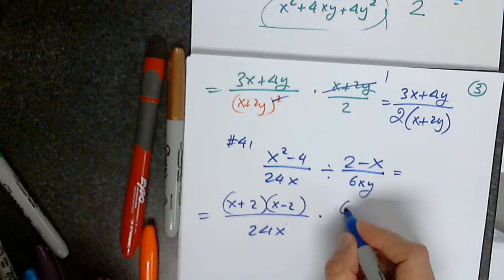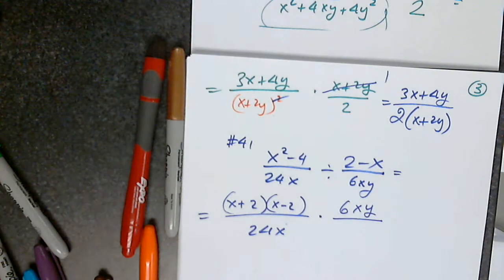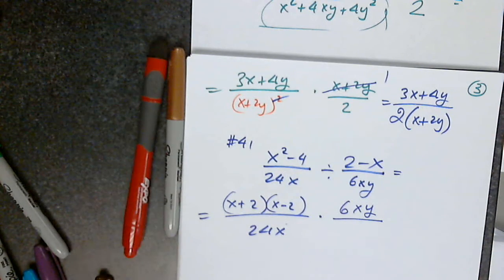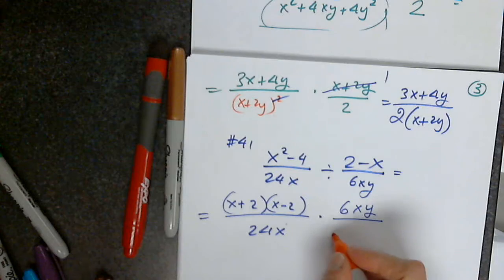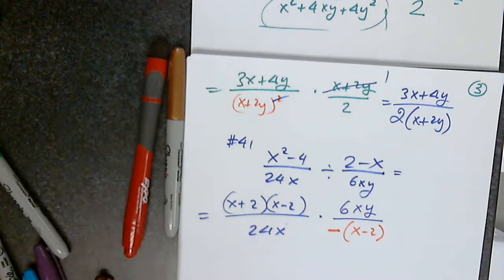So I change it into times 6xy divided by, however, I don't like 2 minus x. It's not in descending order, and it has a negative leading coefficient. So I will be factoring out negative x minus 2. So there is a negative 1 in front.